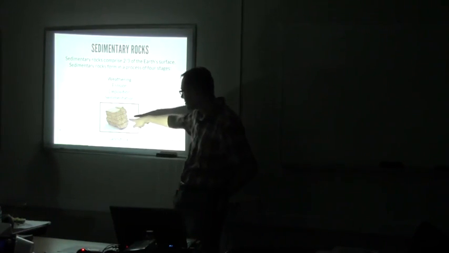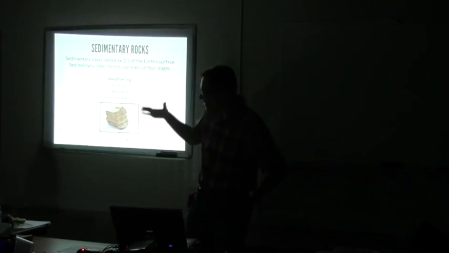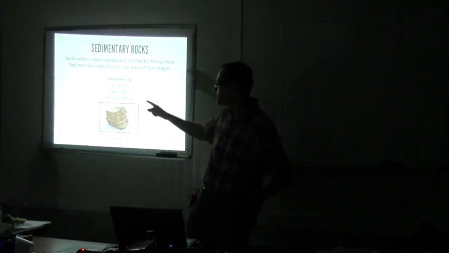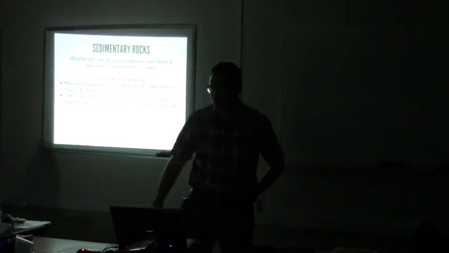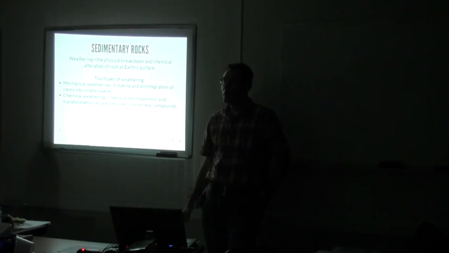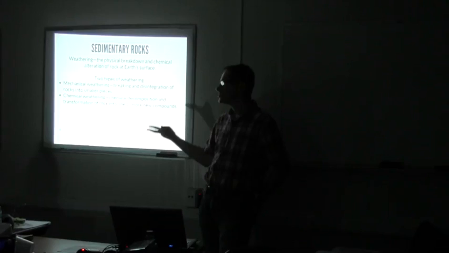And you can see the layers here in this sandstone. See, it's like dark and light? That comes from this layering effect due to the sedimentation and the deposition. Sedimentary rocks, you can get them from weathering, which is two types of weathering.